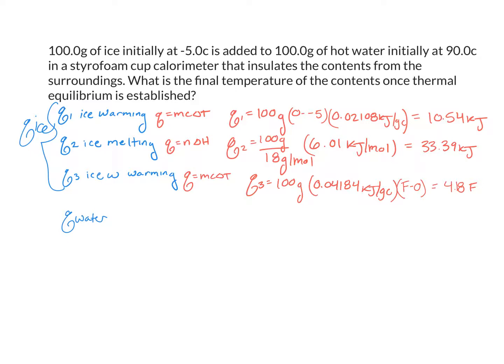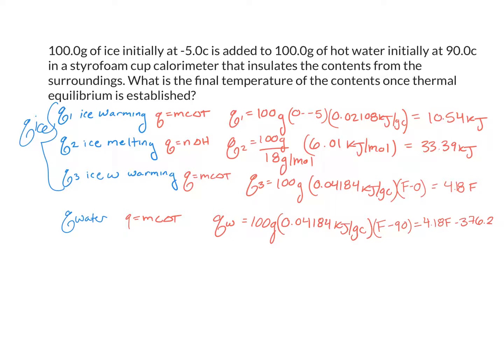Now that we have all three stages of the ice figured out, let's talk about the water. This one should be pretty simple. We have 100 grams of water that starts at 90 degrees and ends at some final temperature. We're going to use the same equation, Q equals mc delta T. So the Q for water is going to be equal to the mass, which we know is 100 grams. C is going to be the specific heat for water, but remember we have to change it to kilojoules because everything else in our equation is in kilojoules. So the specific heat is 0.04184 kilojoules per gram Celsius. Now we have to write delta T in terms of our variable. Remember, we always write final minus initial, so our final temperature minus our initial temperature of 90 is going to be our expression for delta T. We can plug these in and we get 4.18 times that final temperature minus 376.2.